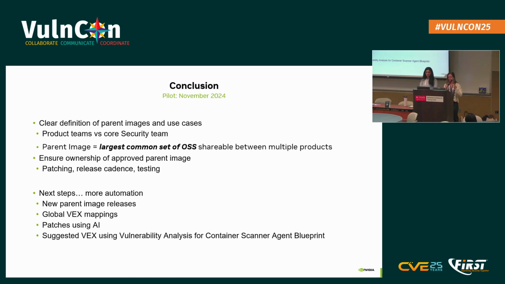So we're still working with the product team to make sure that they have owners on their side for all of those parent images and that they are making sure to keep those up to date, test, and do any sort of release cadence that is necessary. Again, that parent image is the largest common set of open source that's shareable between multiple releases, multiple products. And so it really makes sense, right, that the product team owns that so they can make sure that they're testing it in the use case that they need it for.